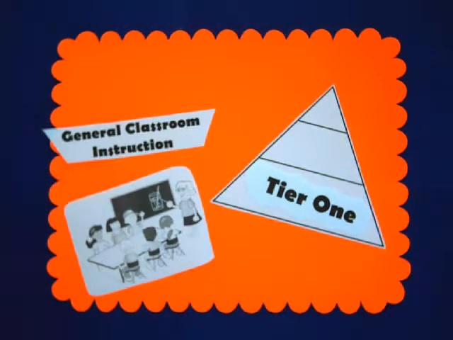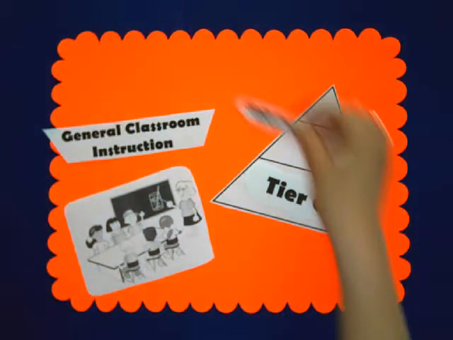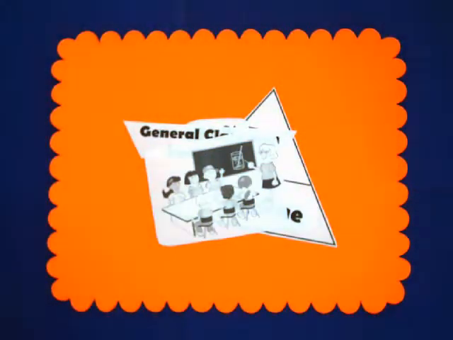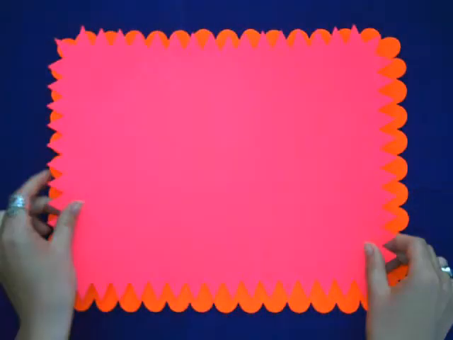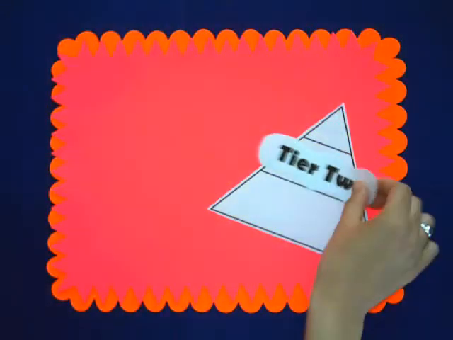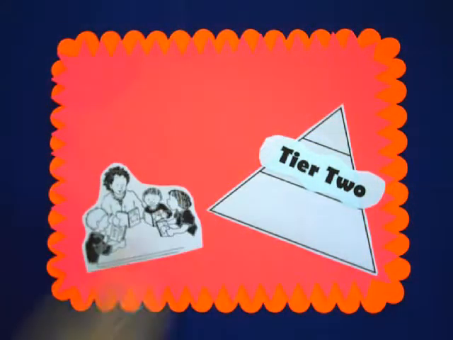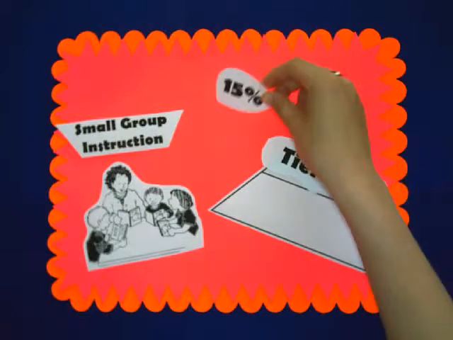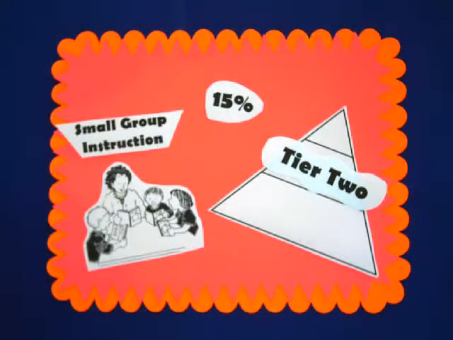Tier 2 instruction is targeted instruction provided to students that are not making adequate progress in the regular classroom. This intervention employs increasingly intensive instruction provided in small group settings. Students who show improvements while in this tier may qualify to move back down to Tier 1, while students that continue to struggle may be moved up to Tier 3. About 15% of students respond to this level of intervention.